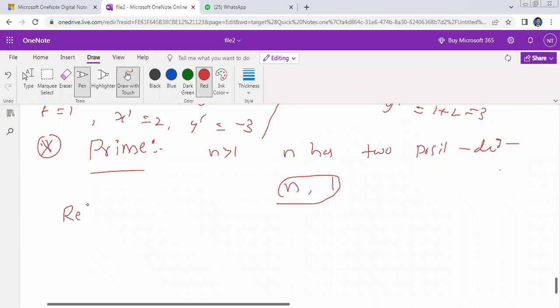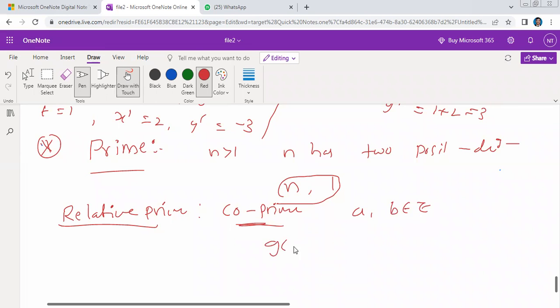What are relative prime numbers? GCD is 1. If the GCD is 1, we call them relative prime, also called co-prime numbers. This is very important. An integer a is relatively prime, or co-prime, to another integer b belonging to Z if the GCD of a comma b is equal to 1. Then these two numbers are relative prime numbers.